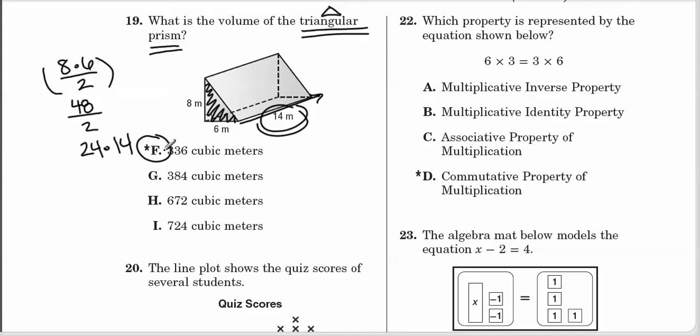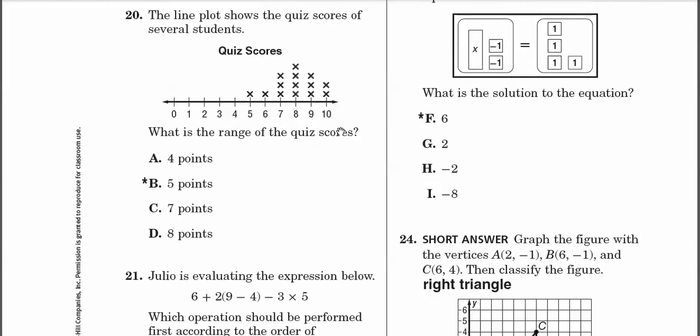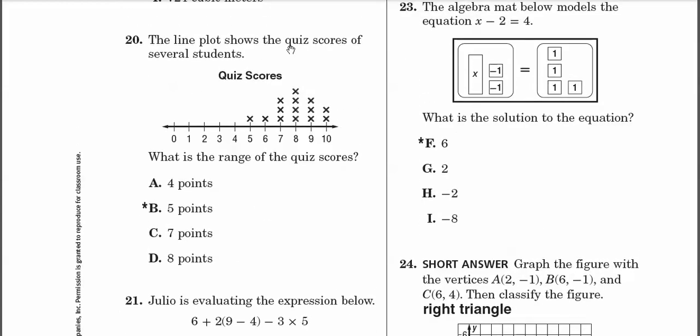Okay, if we do number 22, which property is represented here? It's the commutative property, because it doesn't matter which order that you multiply something in. Okay, number 20, the line plot, remember I talked to you about what a line plot was, shows these quiz scores. So what's the range?